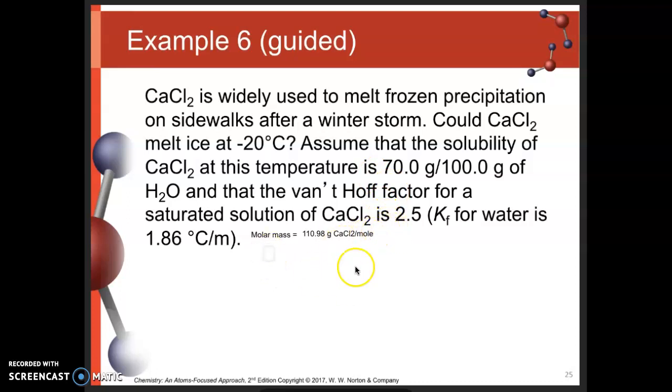So we follow the same protocol that we did before. Our change in freezing point is equal to I times Kf times molality.